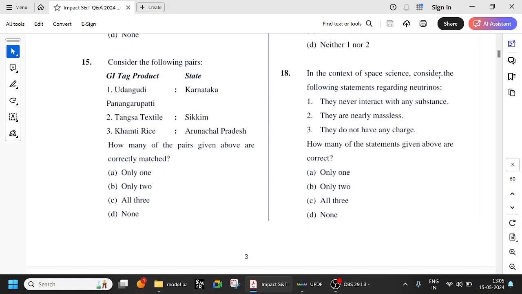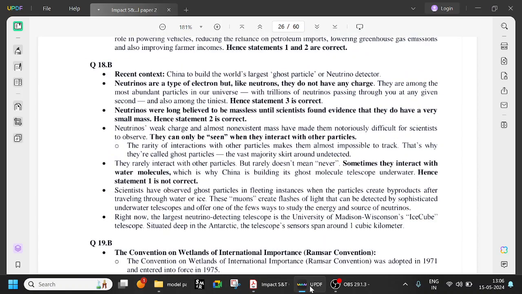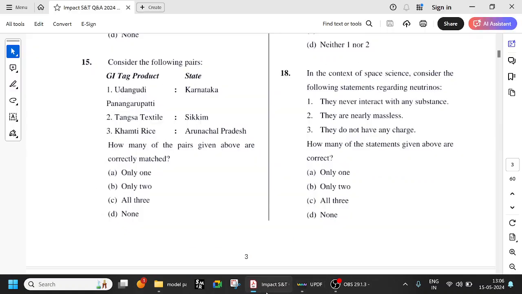In the context of space science, consider the following statements regarding neutrinos. They never interact with any substance. Okay, they are nearly massless. They do not have any charge. So neutrinos are a type of electron, but like neutrons, they do not have any charge. So this is correct. They do not have any charge is correct.